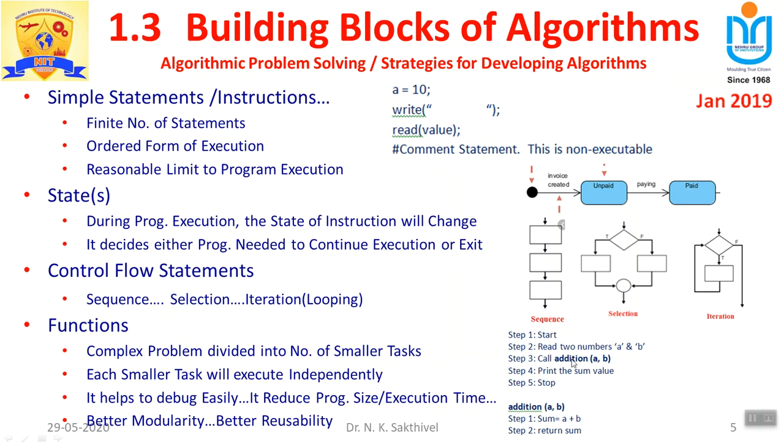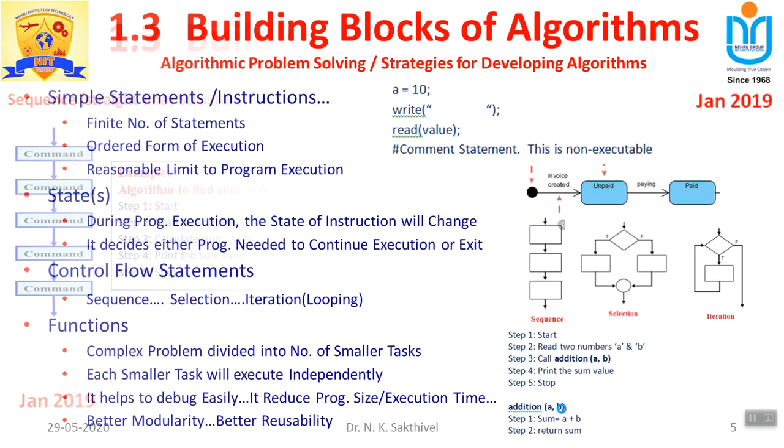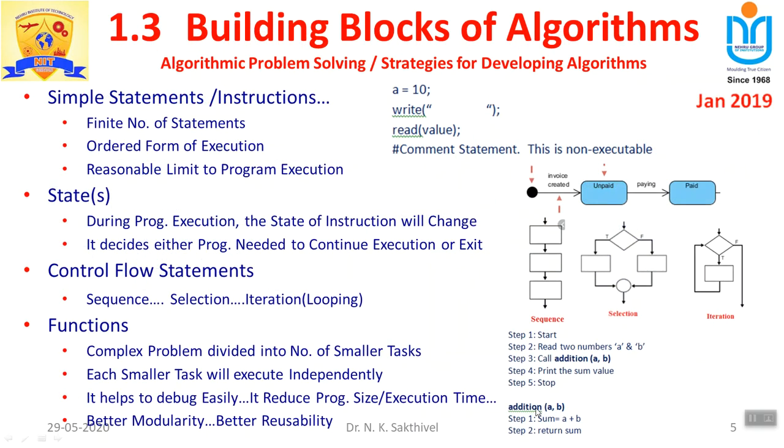After executing this one, the function will be called. Immediately, the control will come down here, and this function will be executed. Then for example, A equal to 10, B equal to 10. 10 plus 10 will be added and the result is stored here and the result is returned here. Then after that, the fourth step will be executed. That means the result will be printed. This is one example of a function.